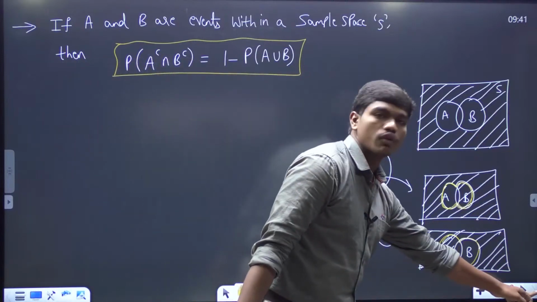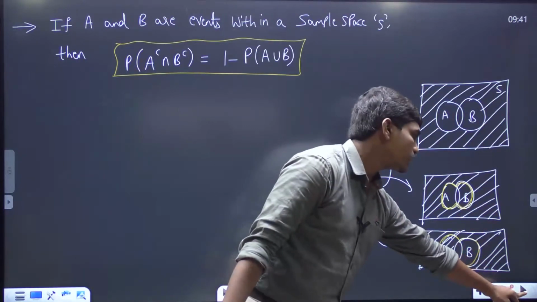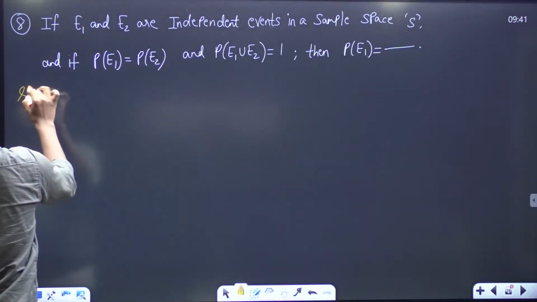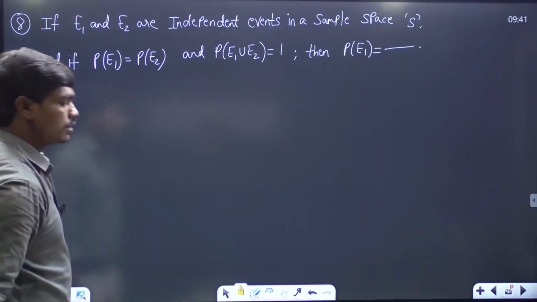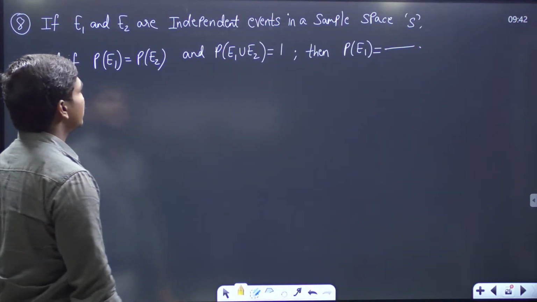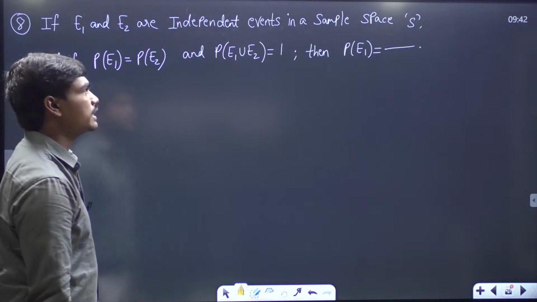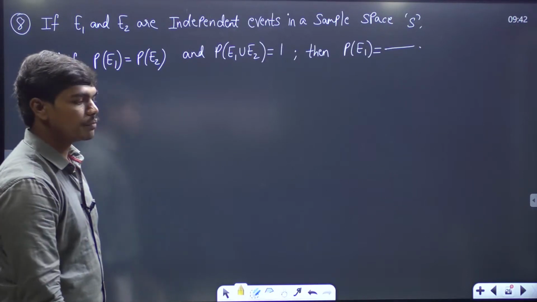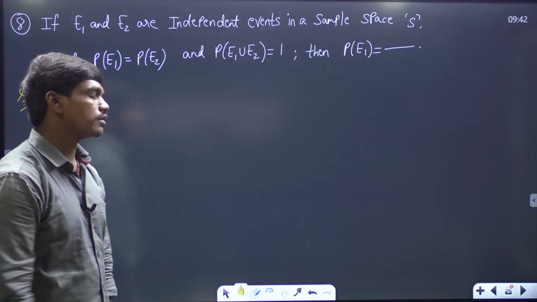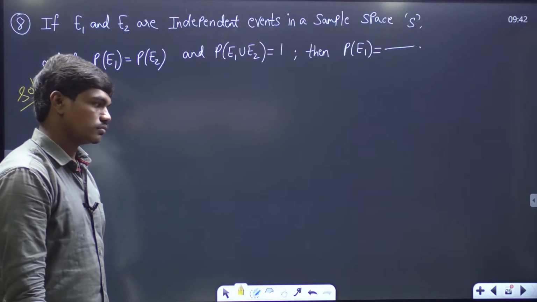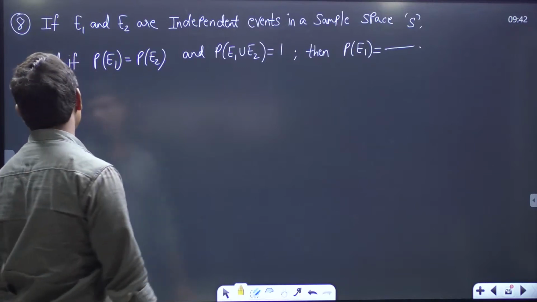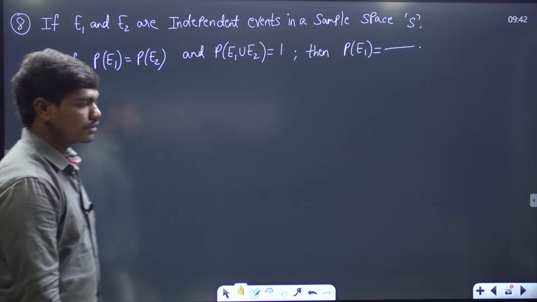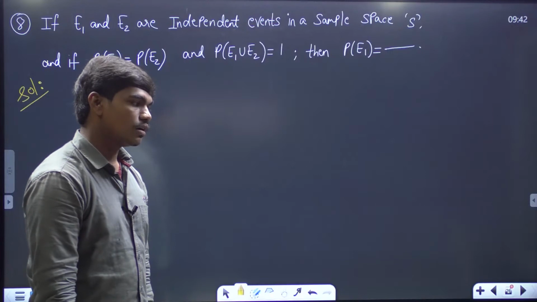With the help of this, we'll go for 2 questions and then we'll take a break. Please try to solve this question. If E1 and E2 are independent events in a sample space, and if P of E1 is equal to P of E2 and P of E1 union E2 is equal to 1, then calculate the value of P of E1.